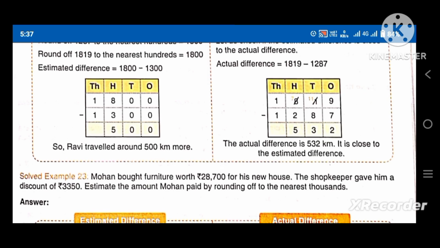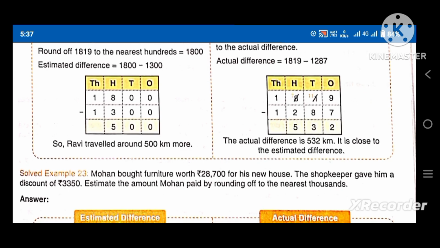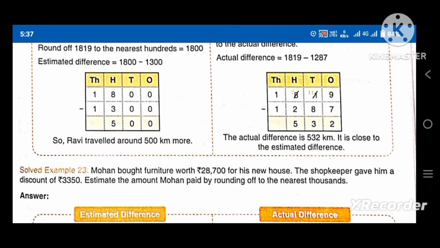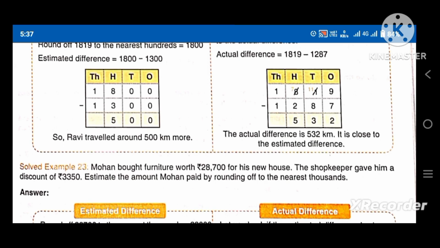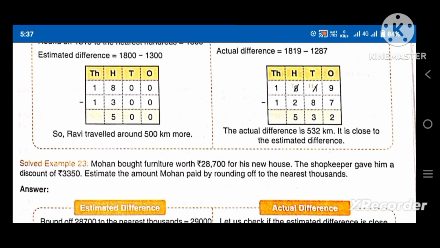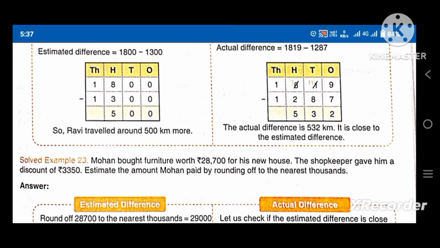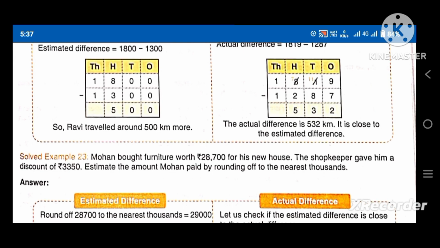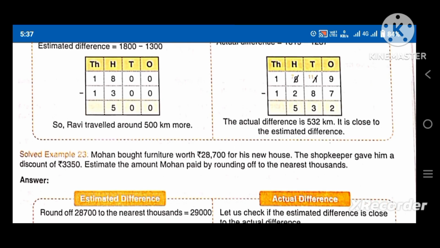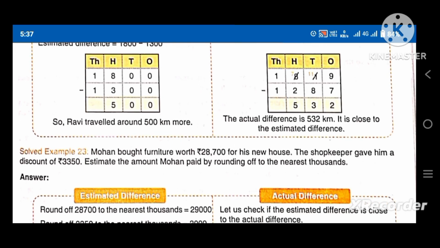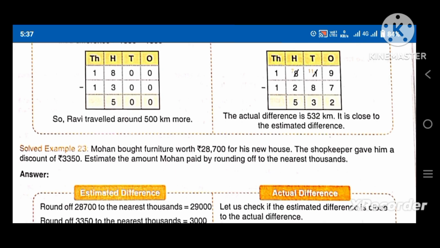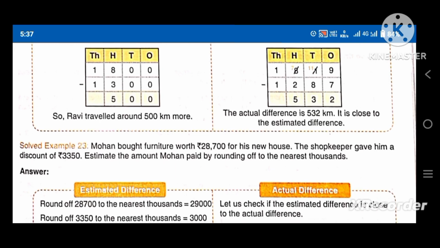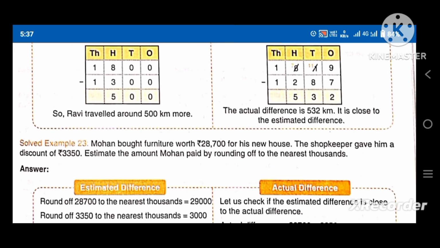Solved example 23. Mohan bought furniture worth rupees 28,700 for his new house. The shopkeeper gave him a discount of 3,350. Estimate the amount Mohan paid by rounding off to the nearest thousands.